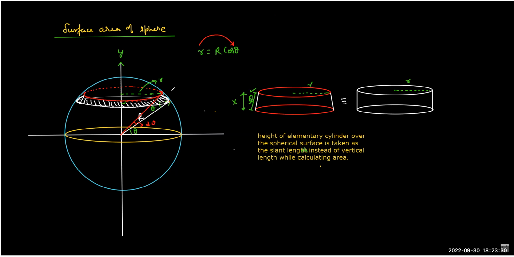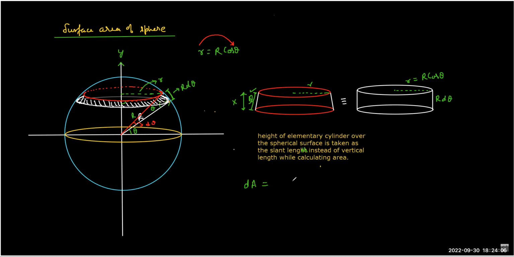And therefore, this slant length is very famous. From the circle, we know this is d theta, and the radius is r. What is the slant length in terms of r and d theta? r d theta. Excellent. So always remember that the height of this cylinder will be r d theta, and the radius will be r cos theta. And what we are trying to calculate? The curved surface area, right? So the curved surface area will be how much?